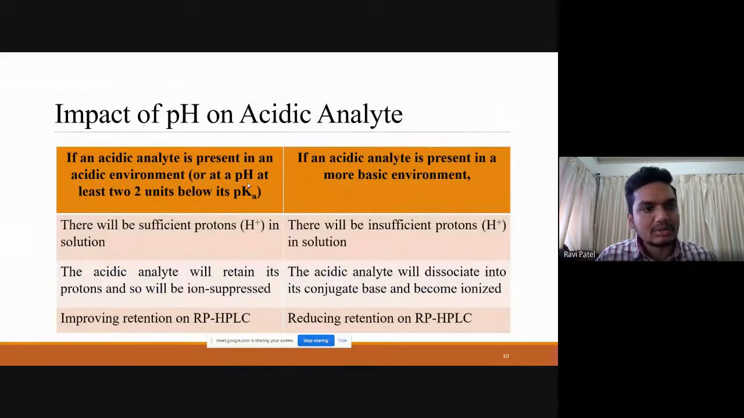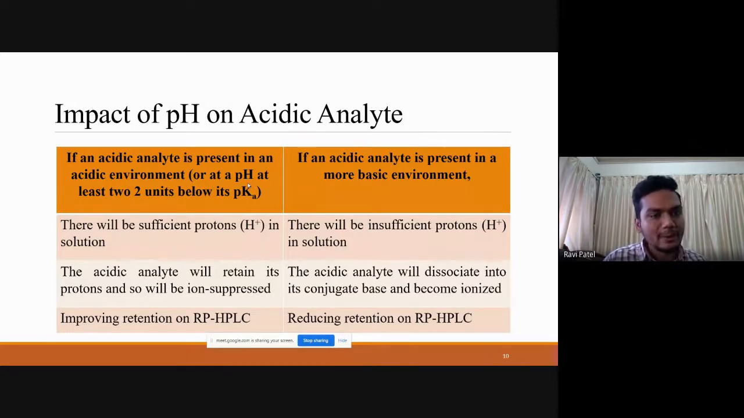Just take some examples to clarify in a simple manner. Suppose my compound is acidic in nature, so I have an acidic analyte, and I am using an acidic mobile phase pH that is 2 units below the pKa of my drug. What happens to my compound in that mobile phase? My whole drug is in unionized form, because acidic compounds are generally unionized in an acidic atmosphere.